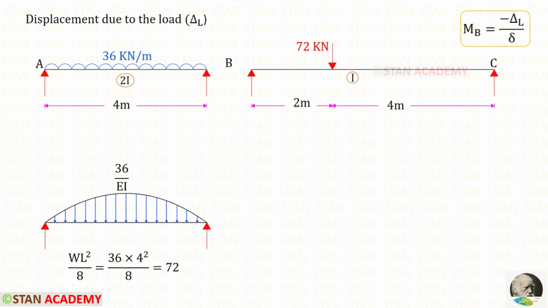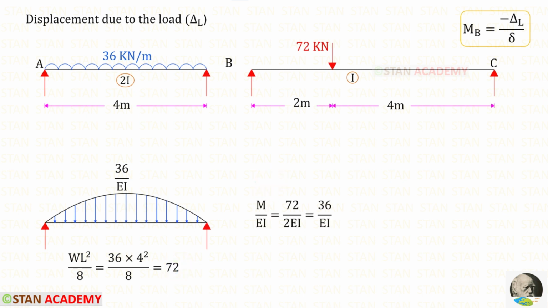First, let us take the simply supported beam AB. We know that in the simply supported beam, uniformly distributed load is acting for the whole span. The formula to find the maximum bending moment is WL square upon 8. Here W is 36 and L is 4. So that we will get 72.